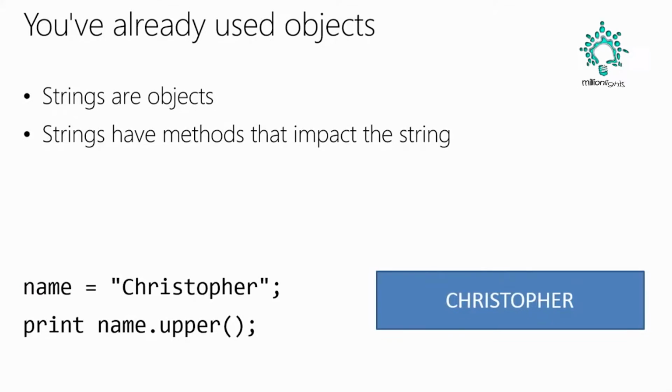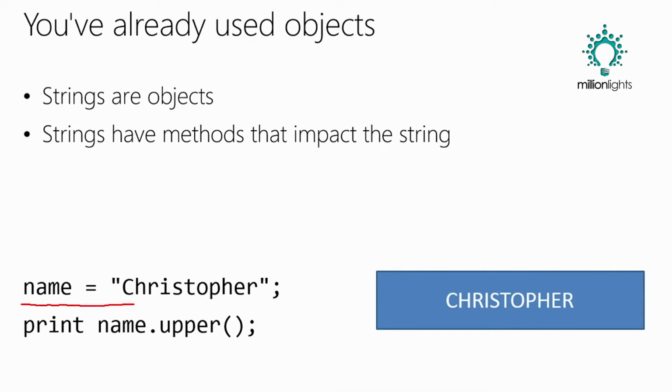And then what winds up happening is I'm going to create another method over here that's going to use the object where that method should be on the object. So put the method on the object. And as a perfect example, keep in mind that you've already used objects, that strings are objects. And strings have methods that are going to impact the string.